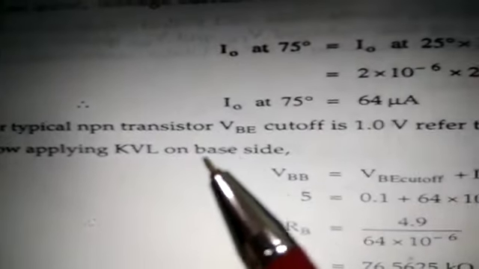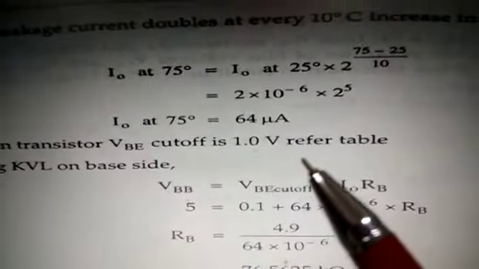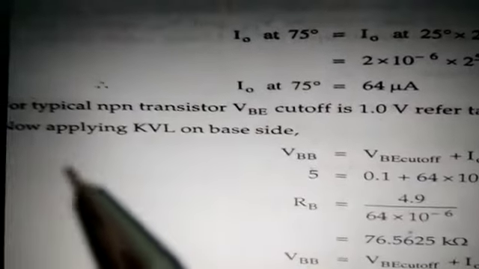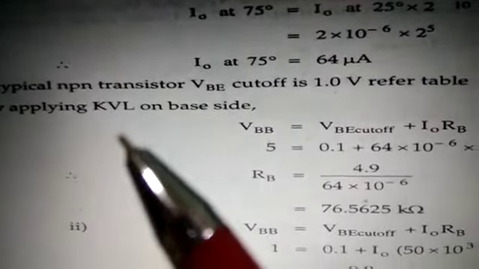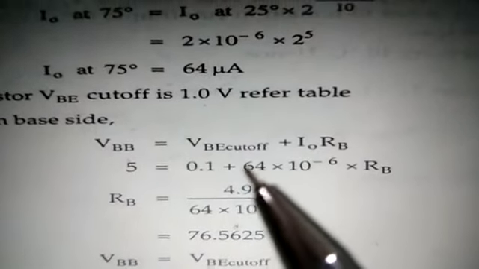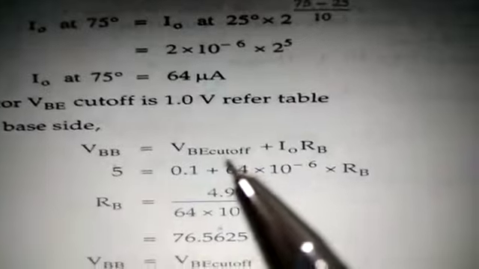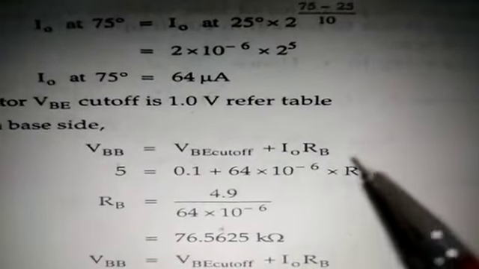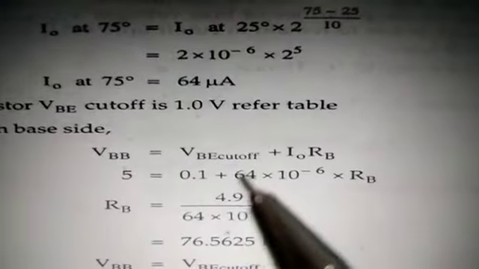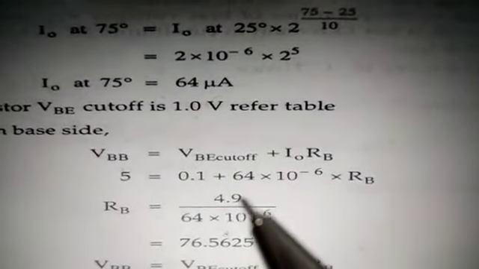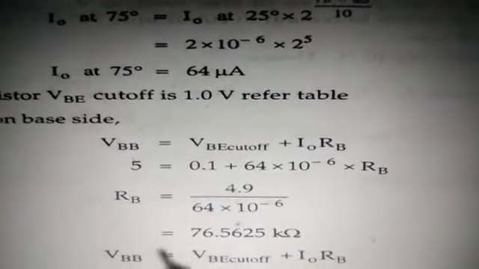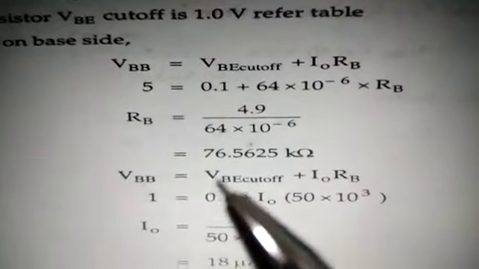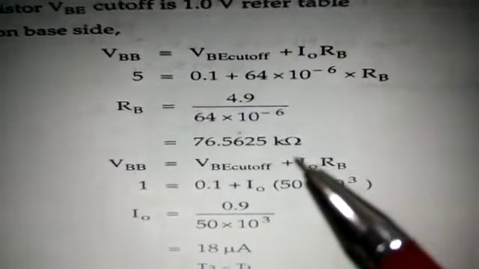Now for a typical NPN transistor, VBE cutoff is taken from the data of the transistor. Applying KVL to the base side, since the transistor is in cutoff, reverse biased, we get VBB equal to VBE cutoff plus I0 times RB. VBB is given as 5, VBE cutoff is 0.1, and I0 we have just calculated as 64 times 10 raised to minus 6. We will get the value of RB here, that is 76.5625 kilo ohm.